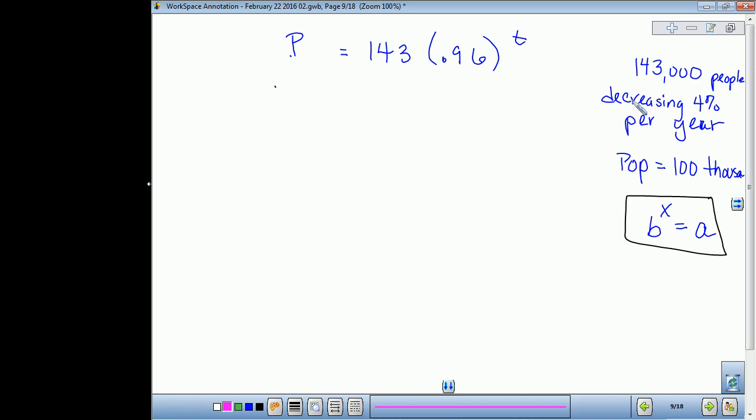Okay, so let's say we have a city that has a population of 143,000 people. That population is decreasing at 4% per year. When will the population hit 100,000 people? So if this is how I model it, obviously I put this in terms of thousands. Do you see this 0.96? It represents that decay. So we want to know when it'll hit 100,000. So I'll just put in 100.